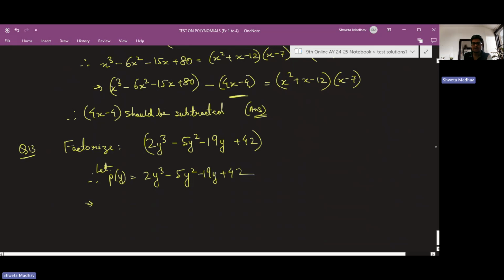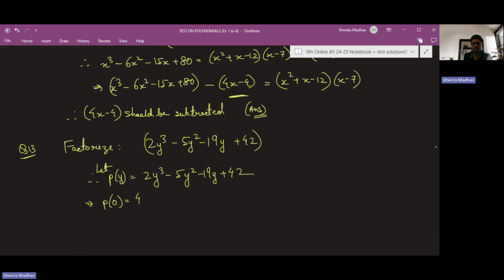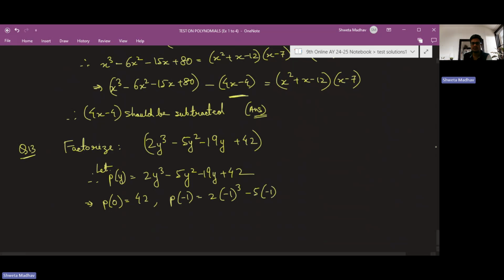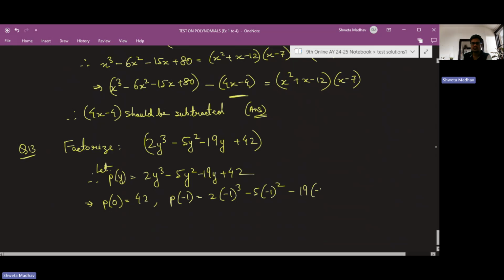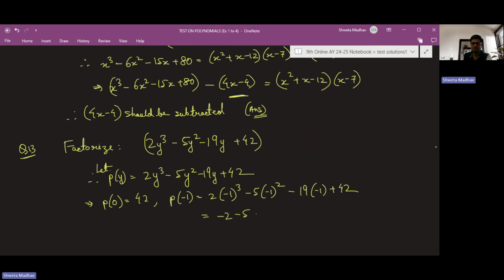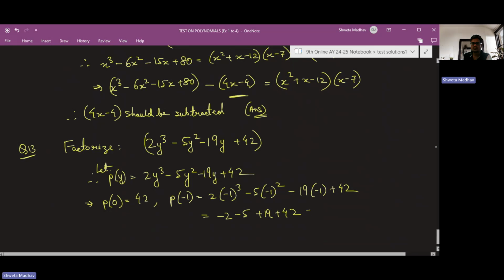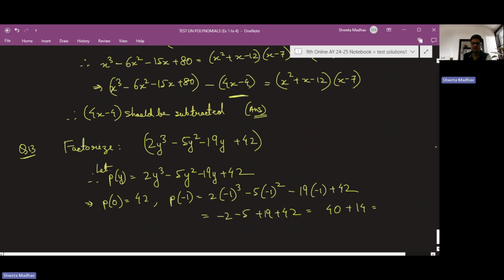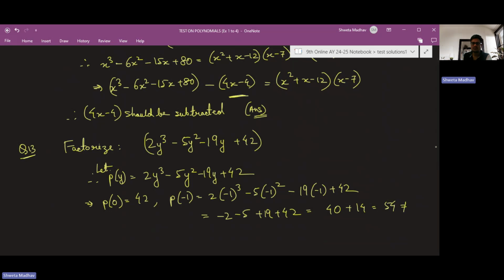So then you can find P of 0 first. So P of 0 will be 42. And P of minus 1, if we find, then it will be 2 into minus 1 whole power 3 minus 5 into minus 1 whole square minus 19 into minus 1 plus 42. Then we will get minus 2 minus 5 plus 19 plus 42. So 42 minus 2 is 40 and plus 19 minus 5, that is 13. So that will be equal to 54, which is not equal to 0. And P of 0 is also not equal to 0.